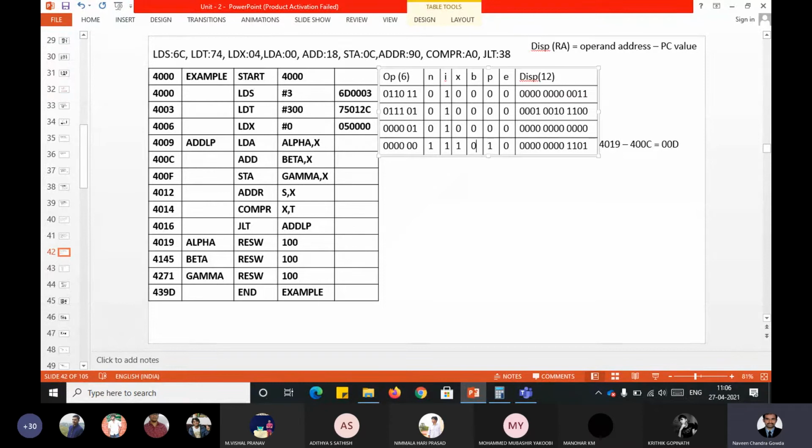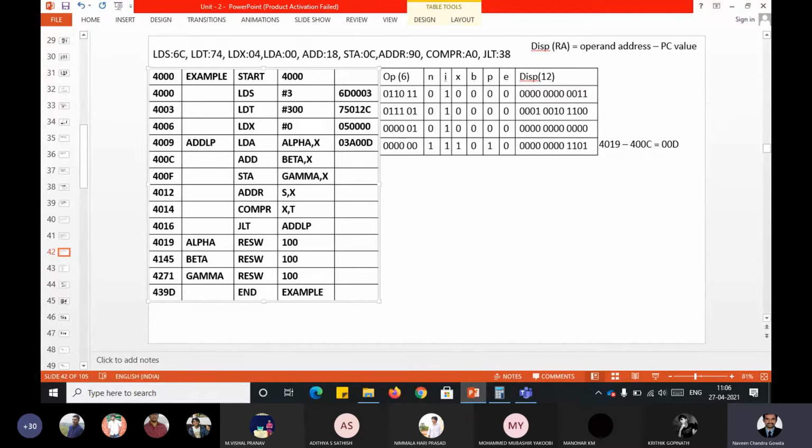So based on this, what is the object code you got? First 4 zeros, which is 0. Next you have 0011, which is 3. Again you have 1010, which is A, followed by 00D. That's the object code for LDA alpha, X.